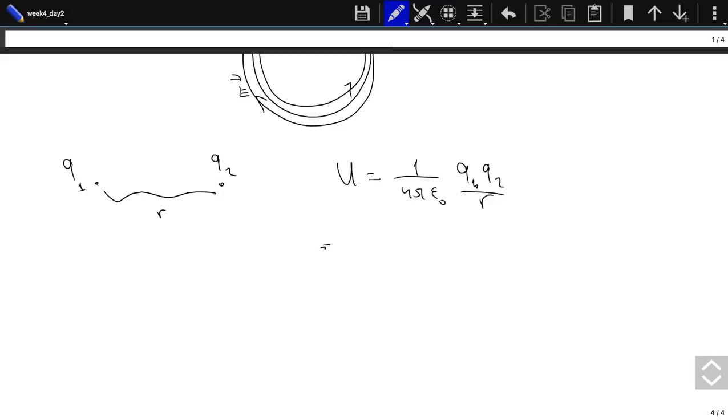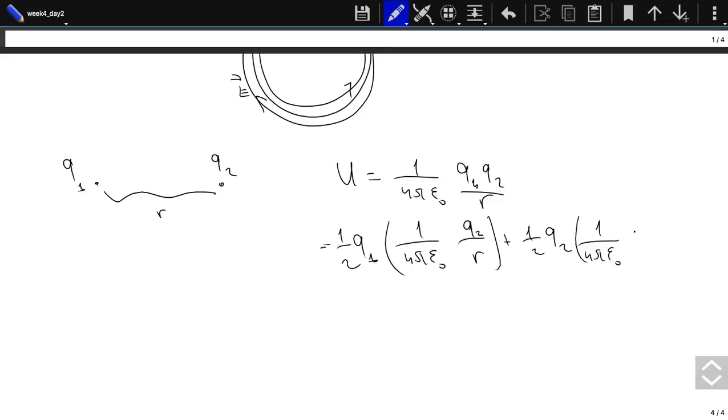Now, I can also write this as 1 over 2 Q1 times 1 over 4 pi epsilon 0 Q2 over R, plus 1 over 2 Q2 times 1 over 4 pi epsilon 0 Q1 over R. Do you agree? I didn't do anything. I just divided this into two equal terms. That's why I have this 1 over 2 and 1 over 2. And in one of them, I just factored out Q1. In the other one, I factored out Q2.